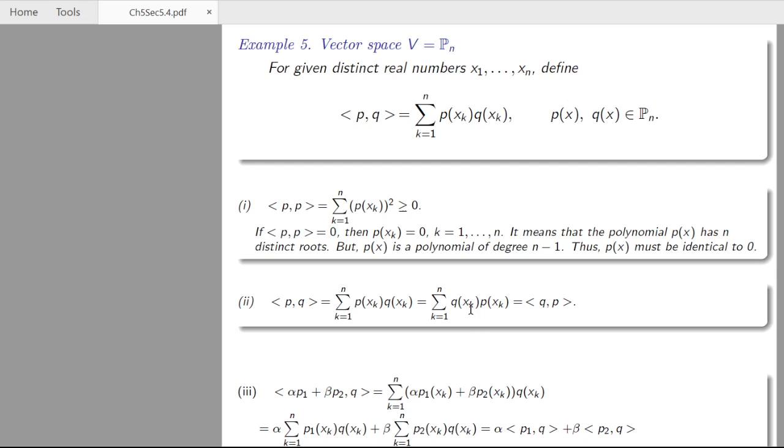Now, because the three properties are satisfied, we can claim this operation is an inner product on the vector space Pn.